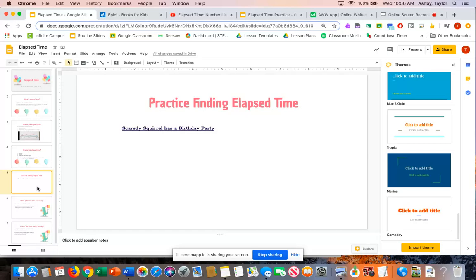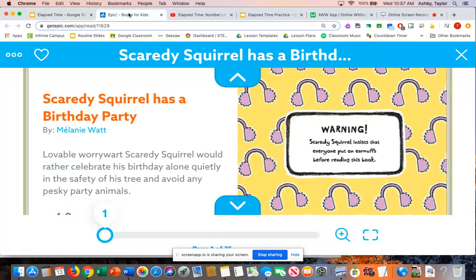Now we're going to take all of that information and all of those strategies and think about some events that might happen where we have to practice finding elapsed time. So today I'm going to read you a story called Scaredy Squirrel Has a Birthday Party. I'm not going to read you the whole thing. We'll stop after we hear what Scaredy Squirrel's birthday routine is, and we'll start to think about those elapsed time, what happens between those two events, and then we'll go and practice some of those strategies on a number line together. Warning, Scaredy Squirrel insists that everyone put on earmuffs before reading this book.